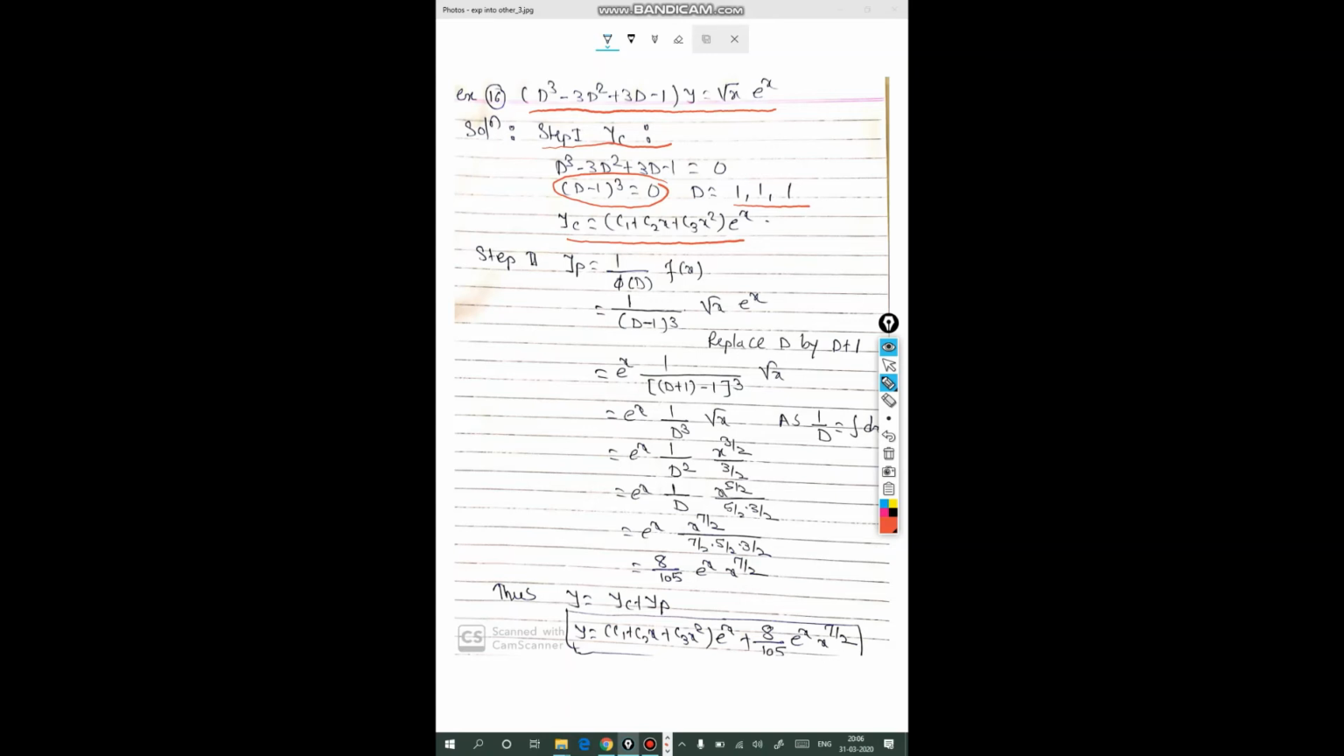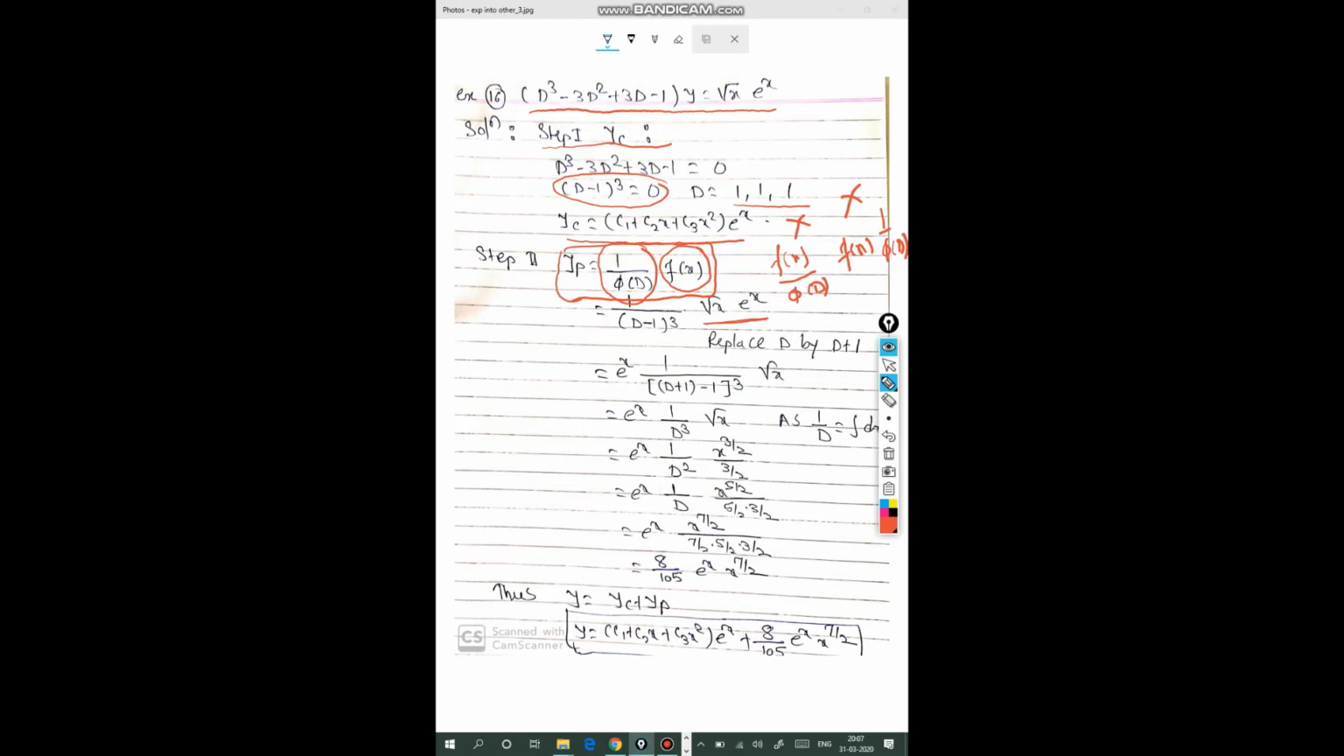Now in step 2, the formula is yp is equal to 1 upon phi D of fx. I observed that many of you are writing this as either fx upon phi of D, or some of you are writing fx first and then 1 upon phi D. So remember, these things are totally wrong. These are not correct ways of writing. Keep the operator first and after that you write fx. Once you write fx before the operator, the meaning is that you already operated that operator on that function. So try to keep the function outside the operator as it is.